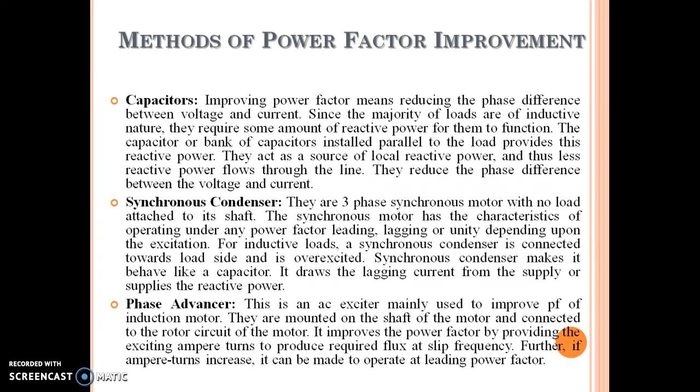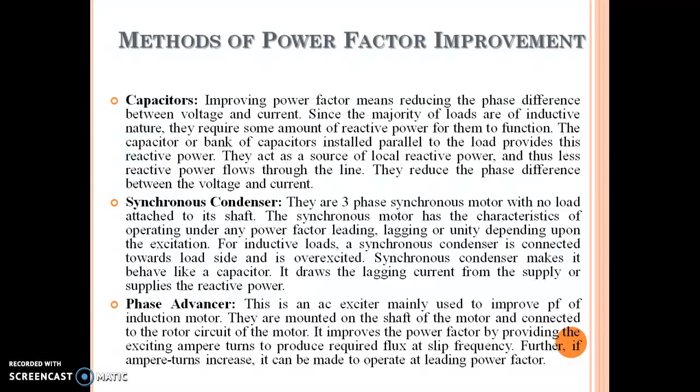Methods of power factor improvement. There are mainly three methods used: capacitor method, synchronous condenser method and phase advancer method. In the capacitor method, improving power factor means reducing the phase difference between the voltage and current. Since the majority of loads are inductive in nature, they require some amount of reactive power to function.